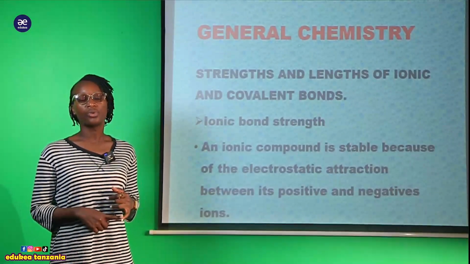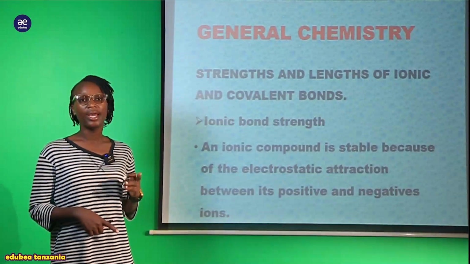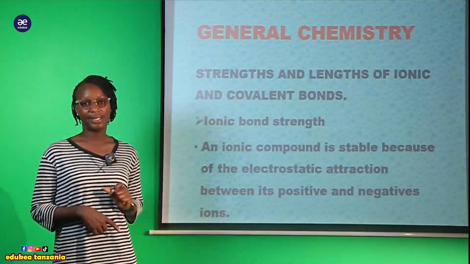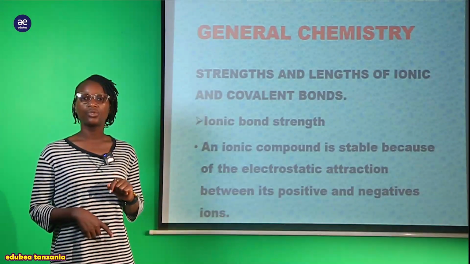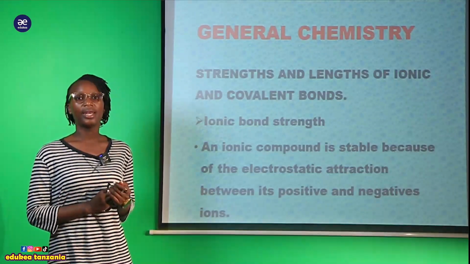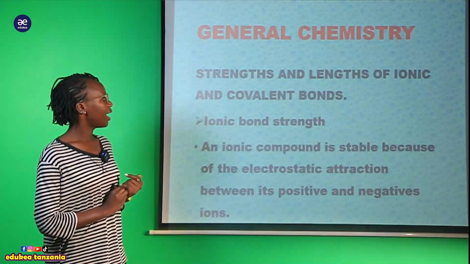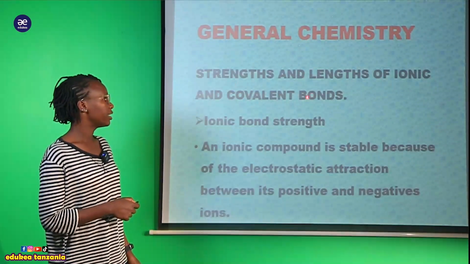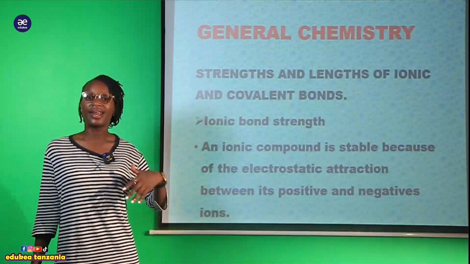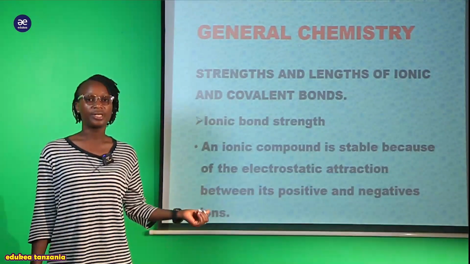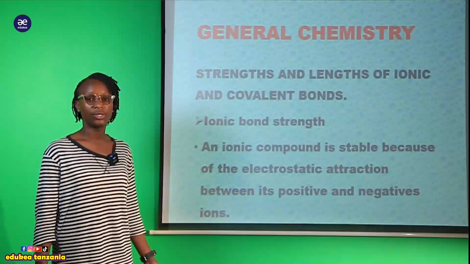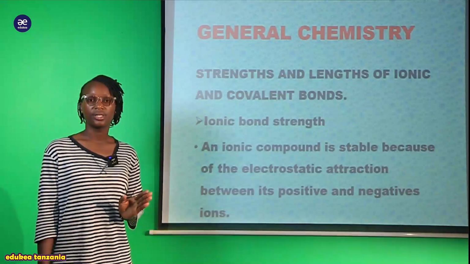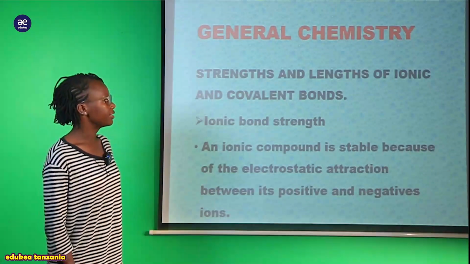types of chemical bond, ambapo tuna covalent or ionic, tuna covalent, tuna ionic or electrovalent, na tuna metallic bond. So now it's time to look on the issue of those strengths and the length of these types of chemical bond. Particularly, we're going to start with the issue of the ionic and the covalent bond. Kwamba lazima tuone kuhusiana na the issue of the strength and length of this bond, kwa sababu zitakuwa zinatofautiana. Tunapokuja kwenye covalent, the issue of the length and the strength ni different. The same apply to the ionic or electrovalent.